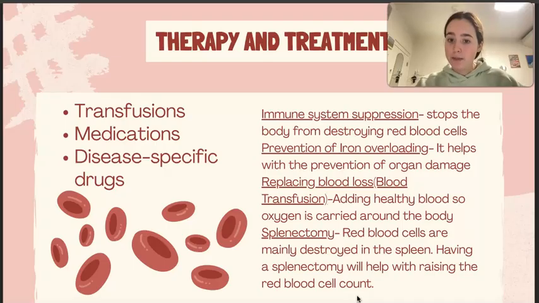Another thing is a splenectomy. Red blood cells are mainly destroyed in the spleen, so having a splenectomy would help raise your red blood cell count, because the spleen is where most of this is happening. You can remove that organ, which you do not need fully to survive. You could use it, but it's okay if you don't have it. So having it removed actually can help your body function if you have hemolytic anemia.